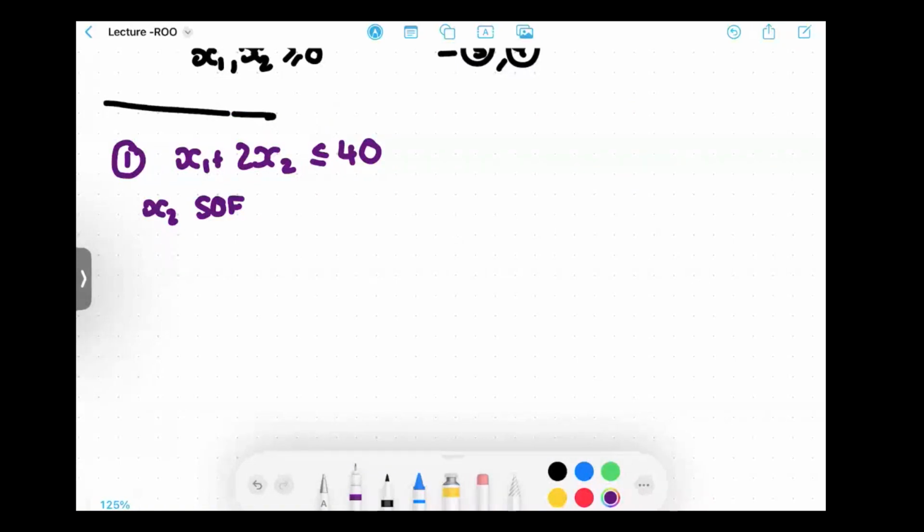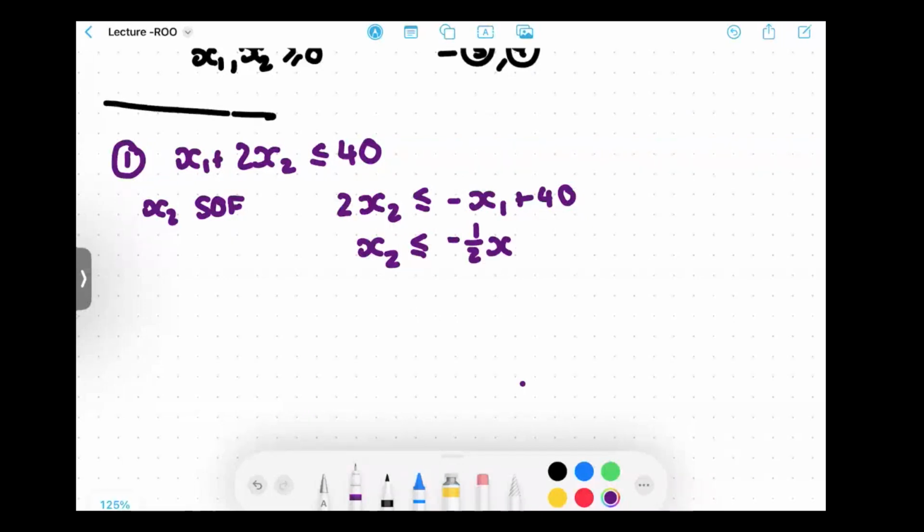So x2 is the subject of the formula. We're going to have 2x2 less than or equal to minus x1 plus 40. So x2 is going to be less than or equal to minus 1 upon 2 x1 plus 40 over 2, which is 20. We don't really care about the coefficients. We only care about the gradients. So we care about that over there.